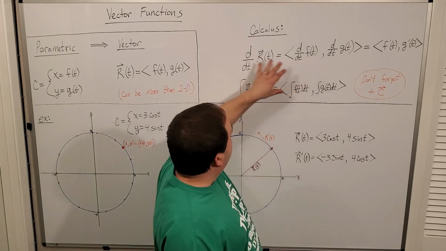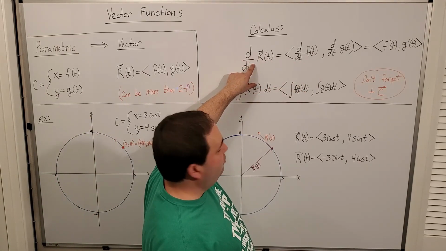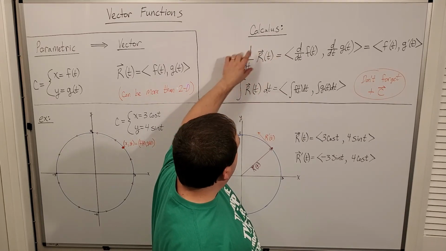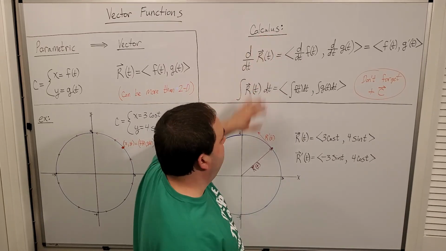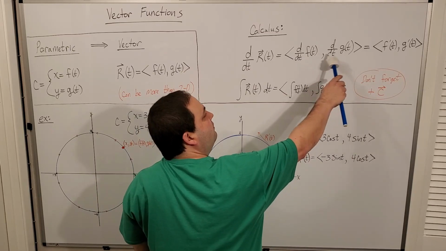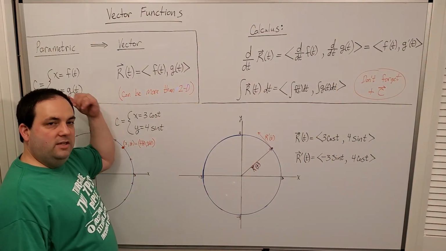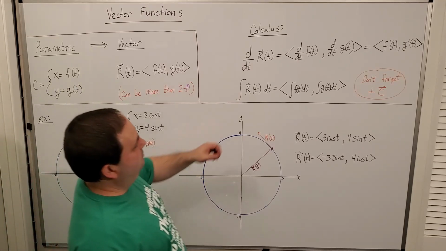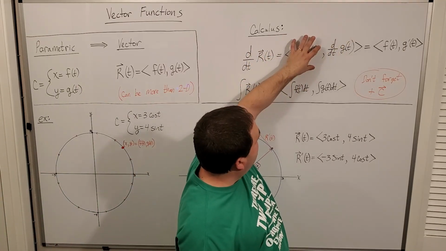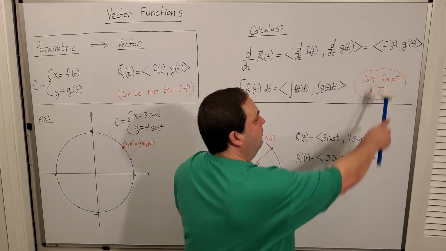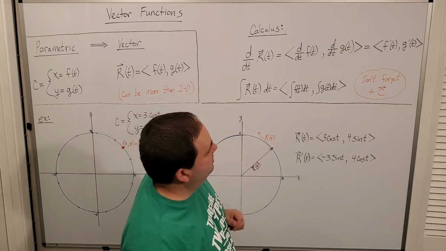Here, in vector functions, I take the derivative of the entire vector function, which just means I take the derivative of the components. And that's the same thing as over here as doing dy dt and dx dt, right? That's all this is, dx dt and dy dt. f prime, g prime are the two functions there.